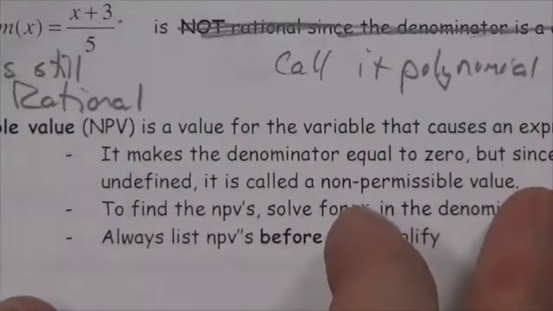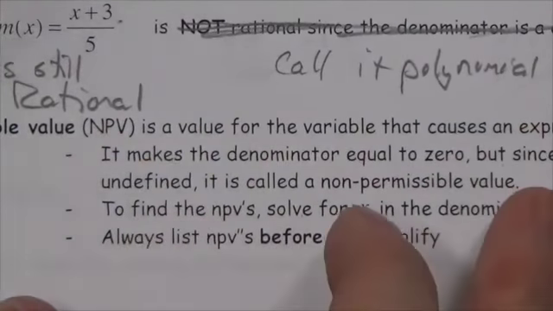Now, in a rational function, you're going to have a little polynomial down there. It's going to have a little x in it and whatnot. So what we can't allow is the x in that function to take on the specific value that makes the denominator go to 0, because that leads to an undefined. That's what we call a non-permissible value.